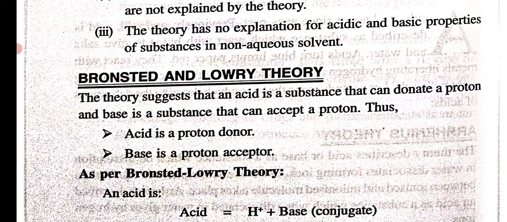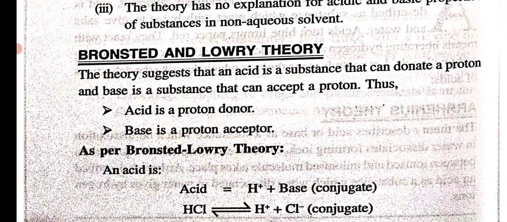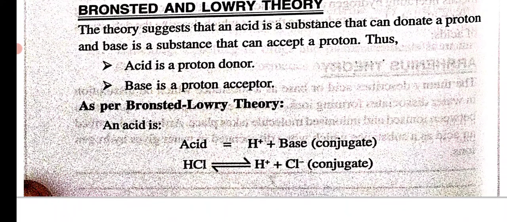Next theory which we are going to study is Bronsted and Lowry theory. The theory suggests that an acid is a substance that can donate a proton and a base is a substance that can accept a proton. Thus, acid is a proton donor, base is a proton acceptor. As per Bronsted-Lowry theory, an acid is equal to H+ plus a conjugate base. For example, HCl dissociates into H+ plus Cl-, which is the conjugate base.